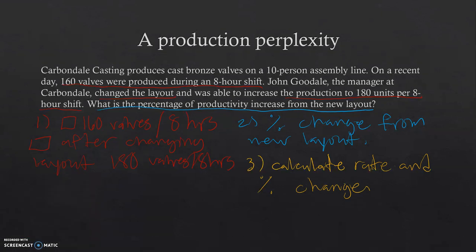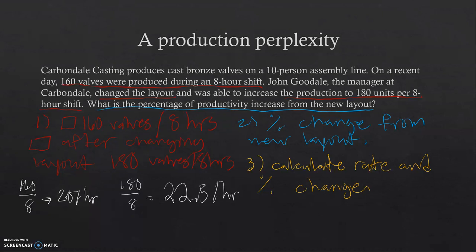We're going to now carry out our plan. So, 160 over 8. That is 20 per hour. And 180 over 8, that is going to be 22.5 per hour. And then the percent change, you take the highest one minus the old one over the old one, and then you're going to turn that into a percentage.